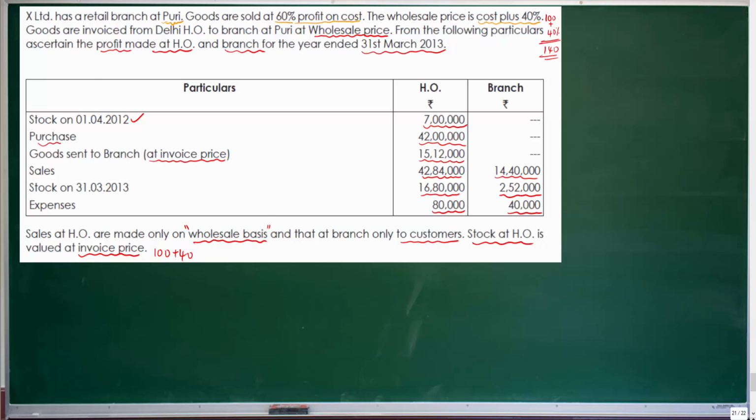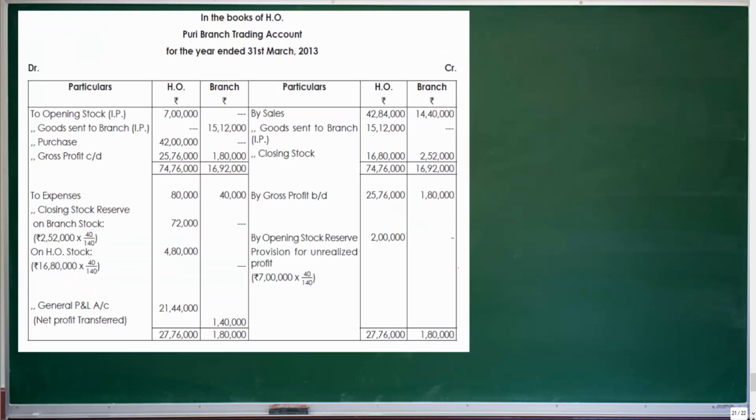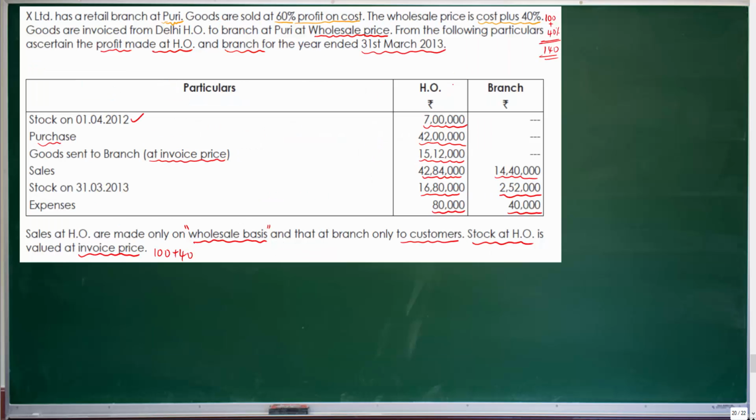We have to open what is known as a branch trading account. So we'll write in the books of head office Puri branch trading account for the year ended 31st March 2013, debit, credit. So in wholesale branch system, we'll have column for branches. So particulars, head office, one column for head office, one column for branch. Okay, similarly on credit, column for head office and column for branch. Let's see one by one.